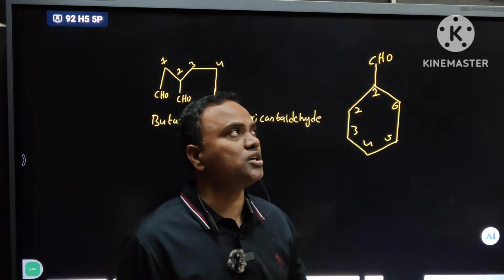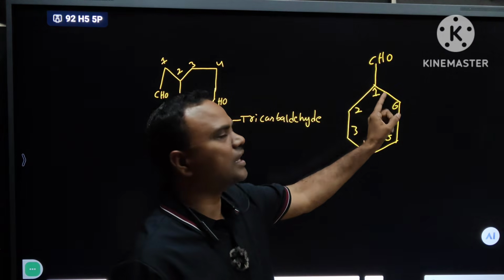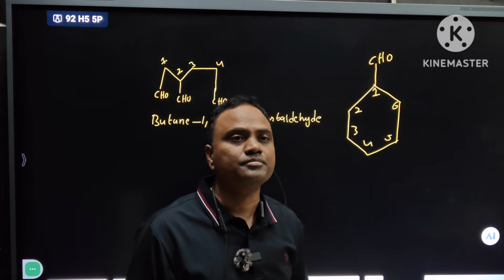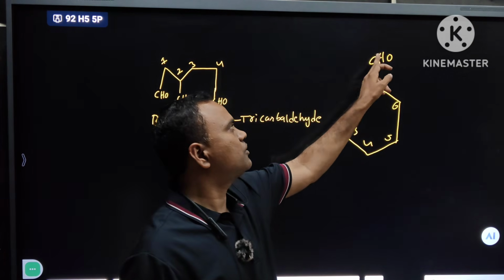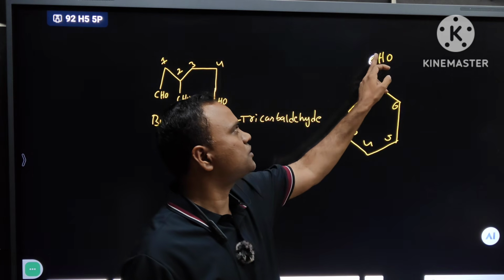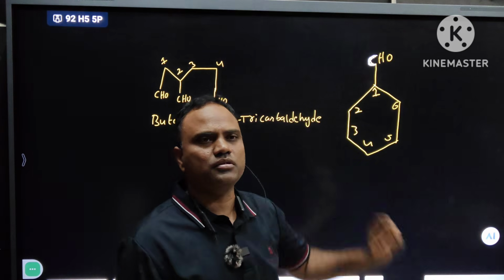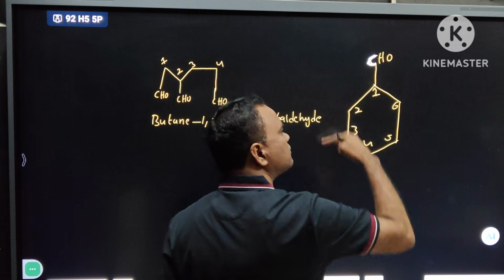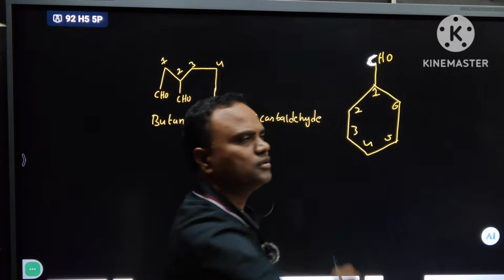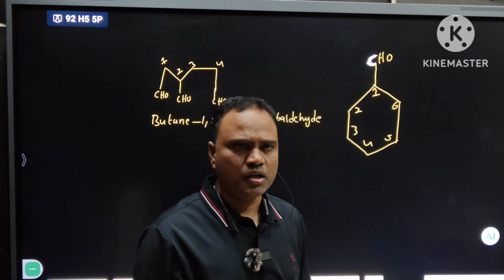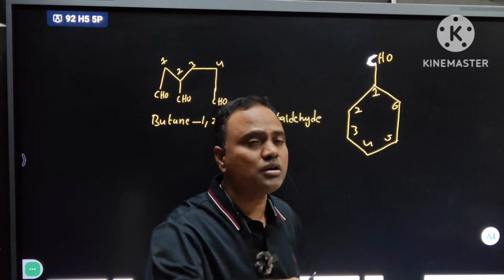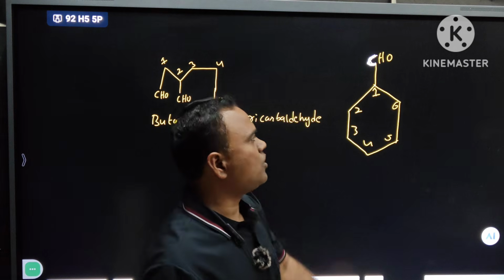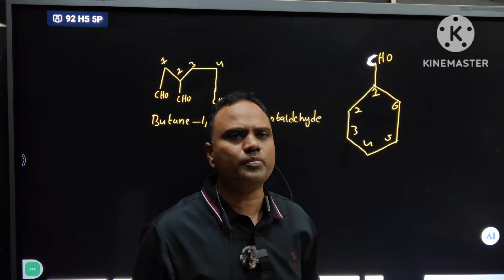And you tell me, is the functional group carbon included in the ring, or is it present outside? It is present outside. Functional group carbon is present outside the ring. This carbon is outside the ring, not included in the cyclic ring. Right? Yes or no? Any doubt? In this case also we use that special name carb, because the functional group is out of the ring.